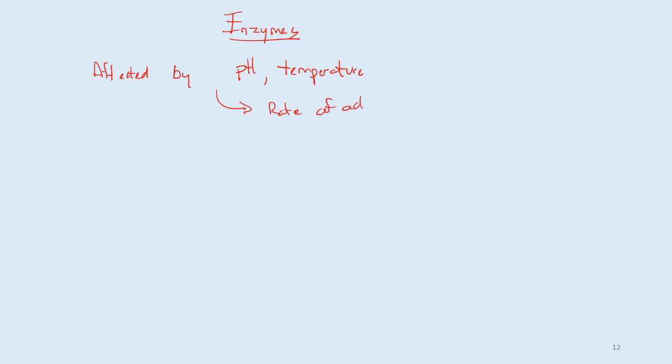Okay, so this brings up a really important topic. Enzymes. Wow, they're important. We are still in chapter 5. These are basically proteins in most cases, but they're affected by, and we're kind of running out of time, so I'm going to go quick, they're affected by pH, temperature, and the rate of their activity can also be affected by their concentration.